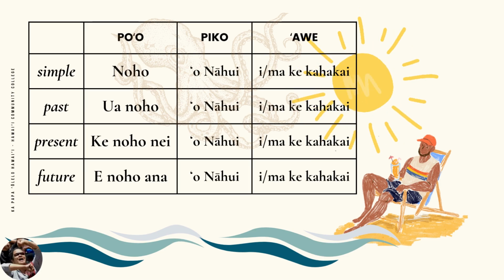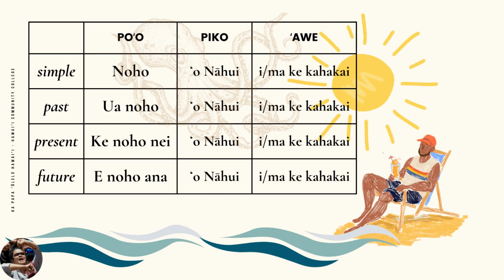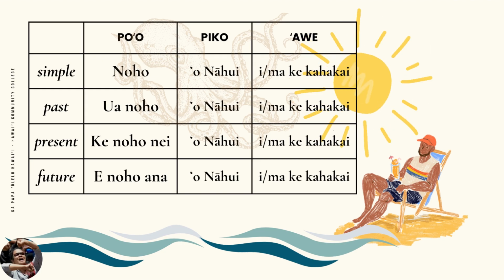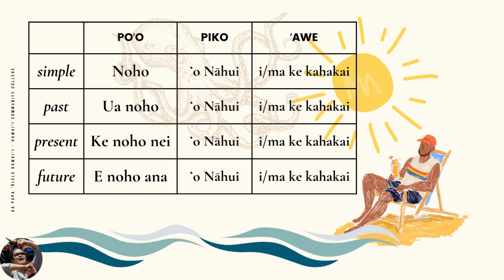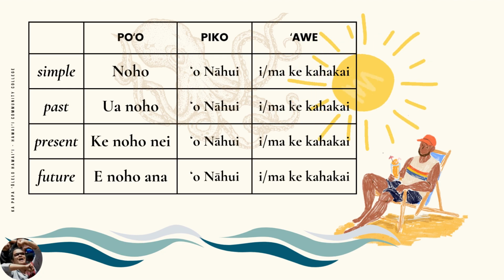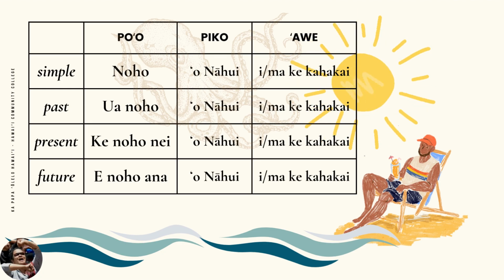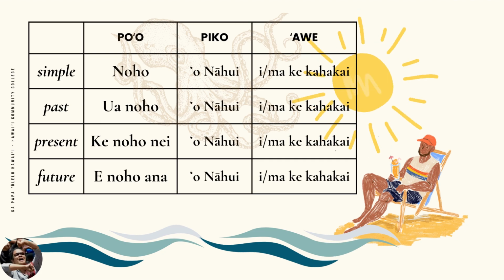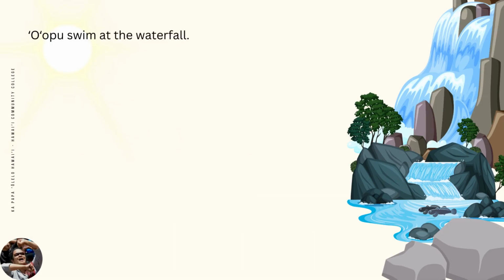Here is a table from one of my pepeke painu videos in my Hawaiian 101 playlist. The pepeke painu emphasizes the painu, the action or condition, which is why the painu is placed at the head of the sentence in the poʻo. When using the pepeke painu, we are emphasizing the action, noho, whether it's a fact stated by the simple tense, if it happened in the past, is happening in the present, or happening in the future. Hoʻopu swim at the waterfall is an example of a simple tense pepeke painu sentence.